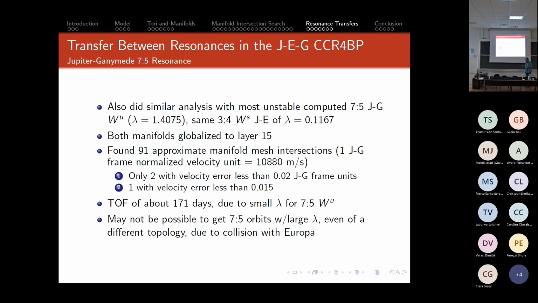And one thing is that we don't think that there are going to be too many orbits in the 7.5 Jupiter-Ganymede resonance with large unstable multiplier, just because the ones corresponding in the planar circular problem, their orbits actually intersect that of Europa, so they would totally break down due to collision.